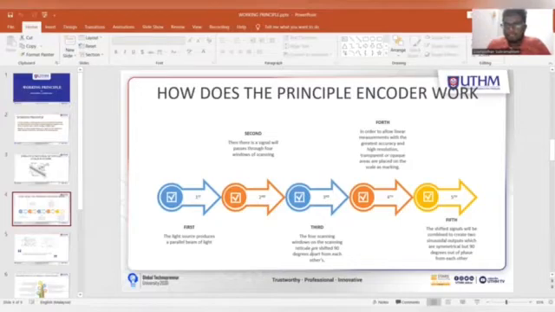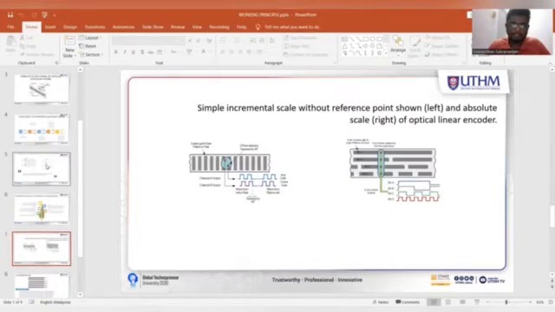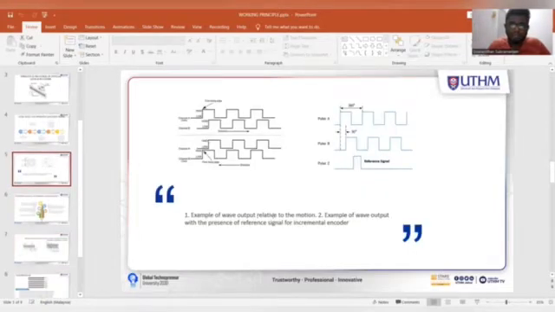Then the measurements with the greatest accuracy and high resolution are made by transparent markings placed on the scale. And lastly, the shifted signals are combined to create 2 sinusoidal outputs, which are 90 degrees out of phase from each other. This is an example of the wave output relative to the motion. And second, here we see an example wave output with the presence of a reference signal for the incremental encoder.